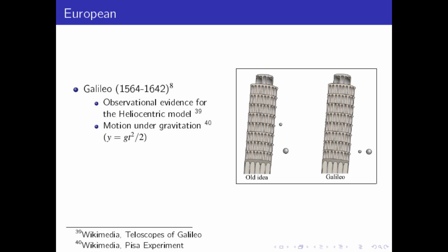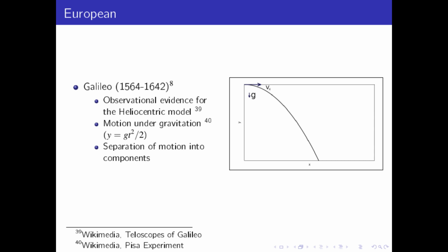He also studied the motion of small objects under gravitation and obtained the gt²/2 formula. And he falsified the old thought that heavier objects fall faster than lighter ones. He also separated the motion under gravitation into components, which is crucial for understanding motion. Alhazen also used separation into components. However, he did it for light rays.